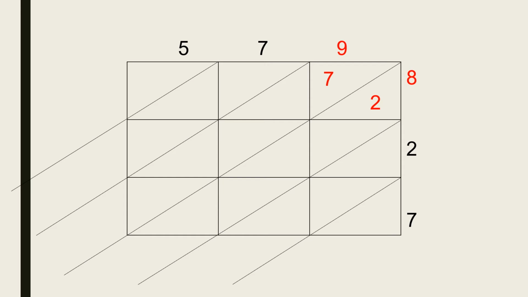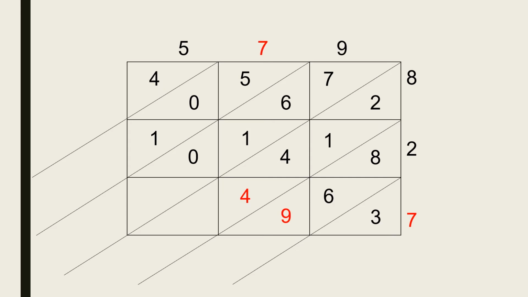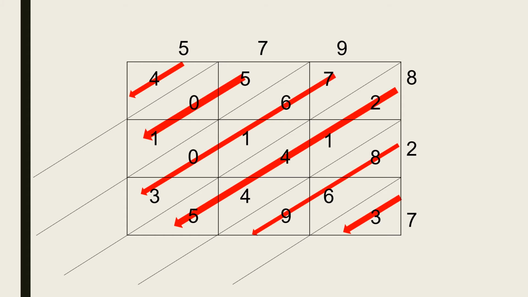The next multiplication step is 8 times 7, which gives us 56, then 8 times 5, which gives us 40. Now down to the second row, 2 times 9 gives us 18, 2 times 7 gives us 14, 2 times 5 gives us 10, and down to the third row, 7 times 9 gives us 63, 7 times 7 is 49, and 7 times 5 is 35. Now that we've completely filled out the lattice, the next step is to add all the numbers along each of the diagonals to get our answer.